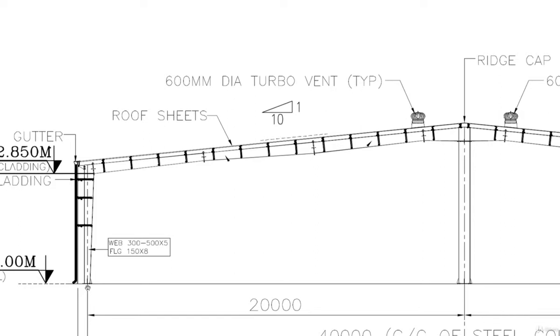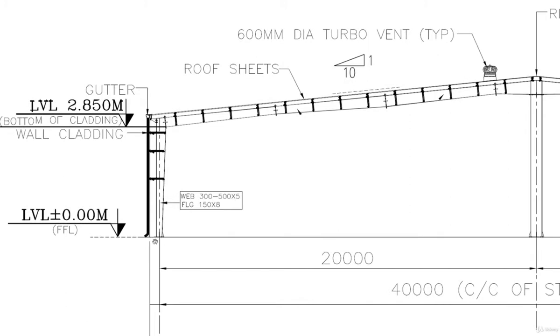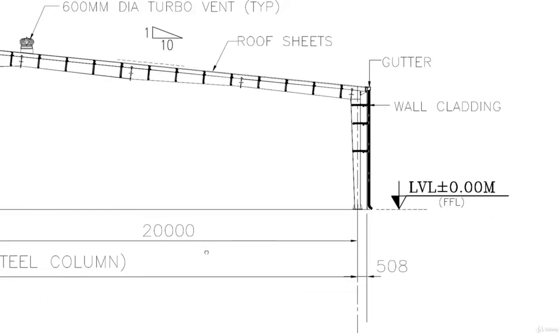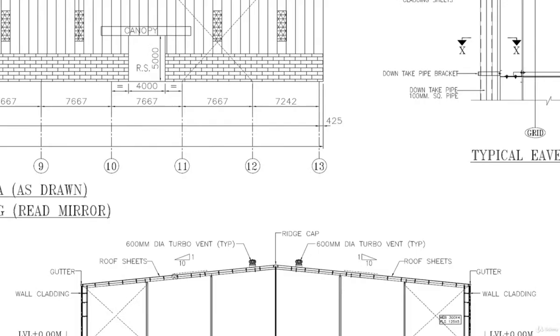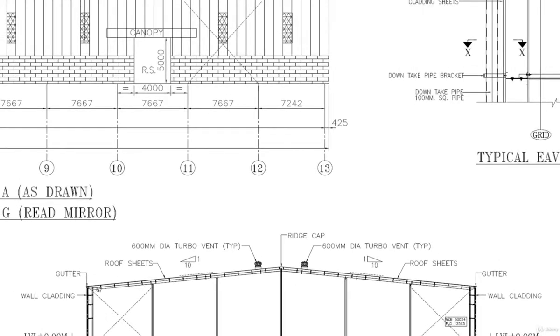It can be fixed, but in my experience I have not seen a PEB structure which is fixed at the bottom. So it is a very rare case. Most of the time the end supporting conditions are pinned. After that, this is the gable end. As I was discussing with you earlier, the slope is kept as 1:10. So between the bottom and the top, the height difference has to be 20,000 divided by 10, that is in the range of 2 meters.